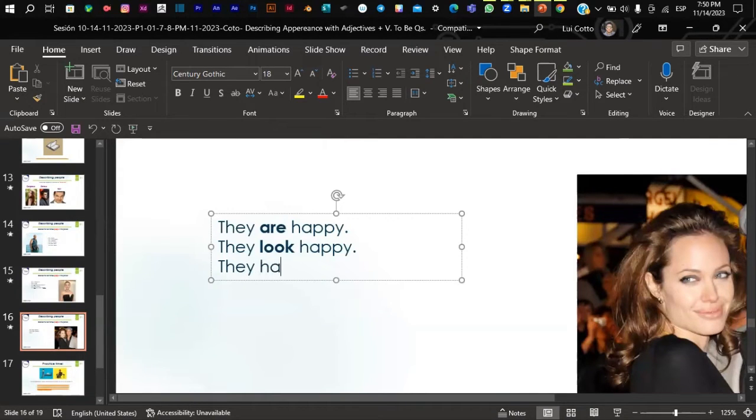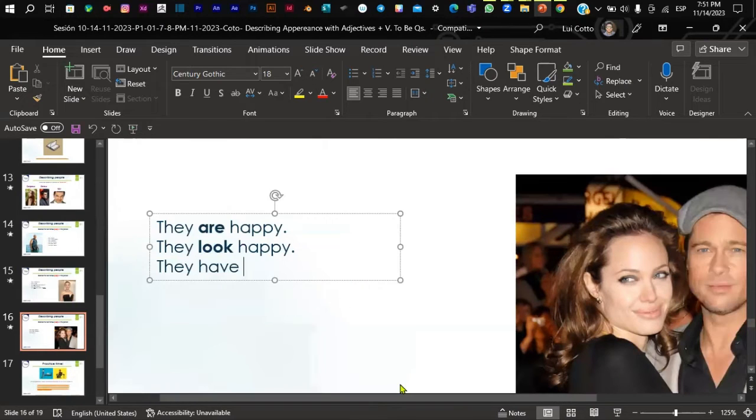They have. Yes, in this one is have. Aquí sí es have. They have. Una bonita sonrisa. ¿Cómo digo en English? How do I say that in English? A beautiful smile. Yes.